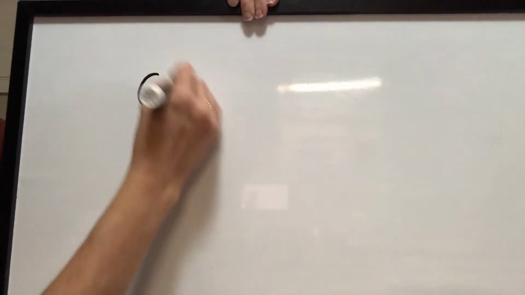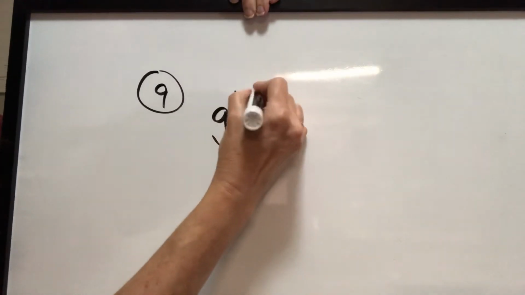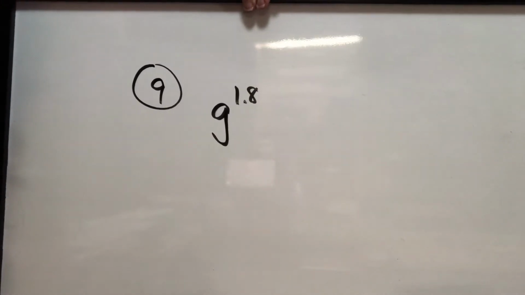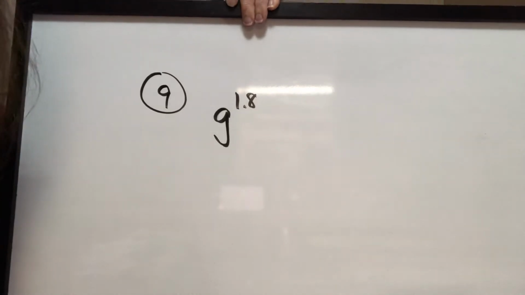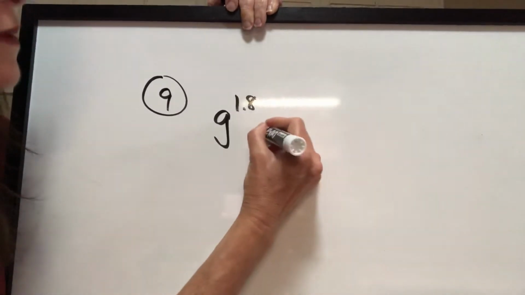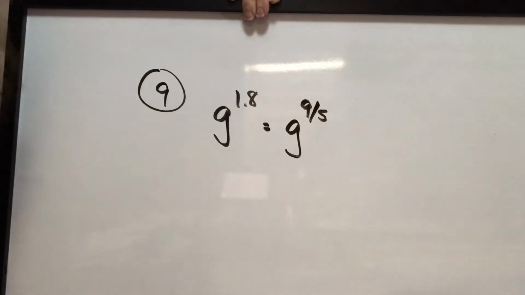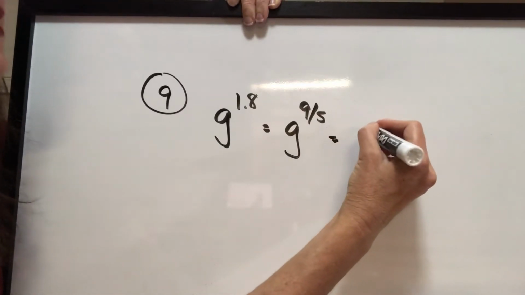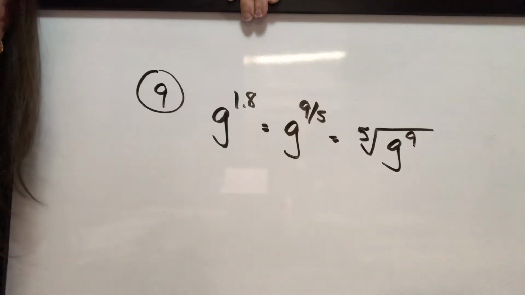Okay, so on number 9, we have g to the 1.8 power. So you would need to change 1.8 to a fraction. So go to your calculator, press 1.8, Math, and then fraction. And you should see that that's the same thing as g to the 9/5 power. So then we will write this as a radical. So the 5 denominator means it's a 5th root of g to the 9th power.